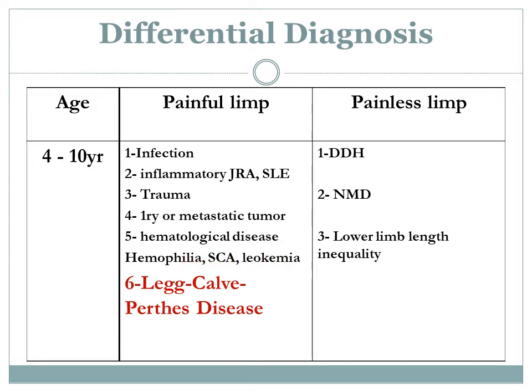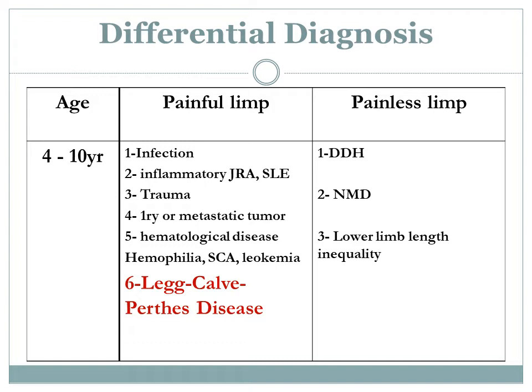Also, it's very important to remember the etiology that mainly should be excluded in this age group, which is Legg-Calvé-Perthes disease, or better known as Perthes disease, which is avascular necrosis of the proximal femoral epiphysis. It is the main cause of painful limping in this age group.